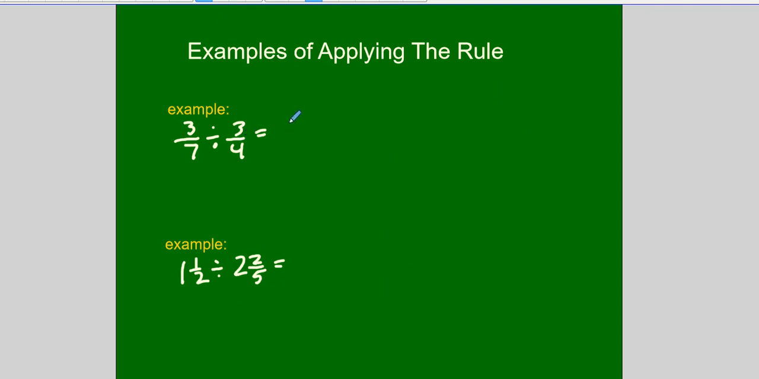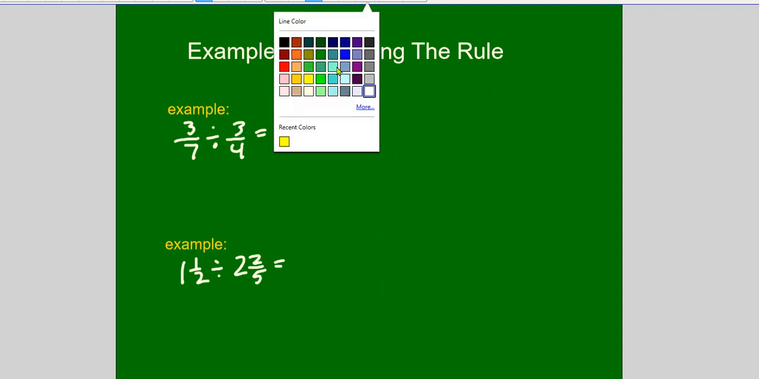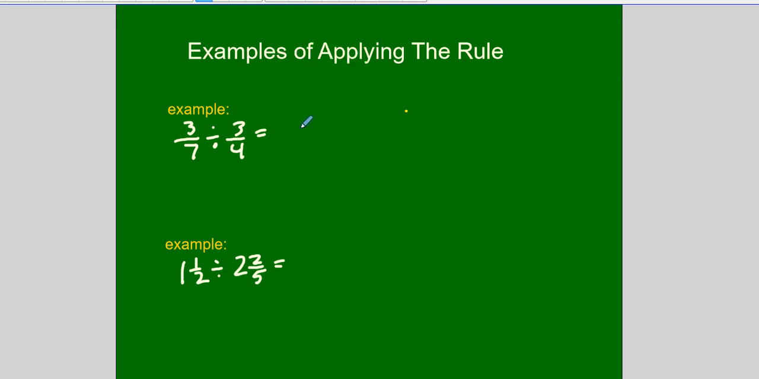So I'm going to rewrite this as 3/7 times 4 over 3. Okay, the 3's can be canceled out because 3 goes into 3 one time. So we end up with 4/7. Okay? Next question, now mixed numbers, okay?